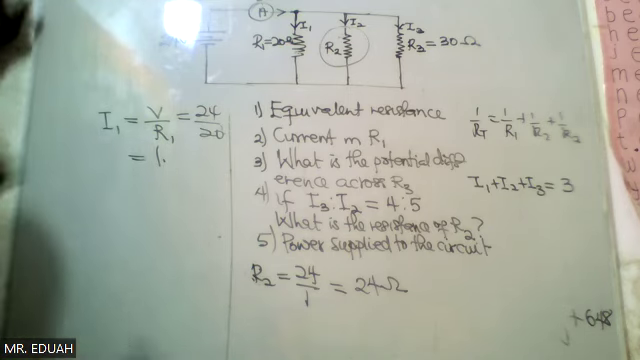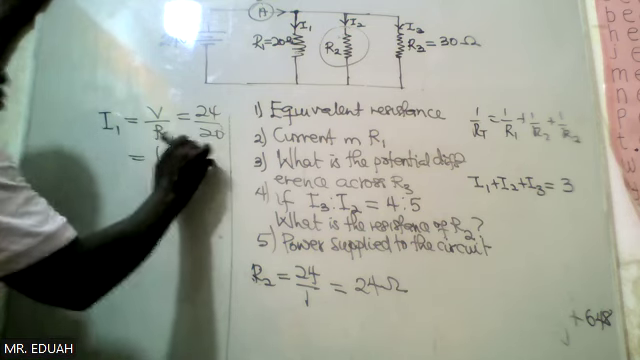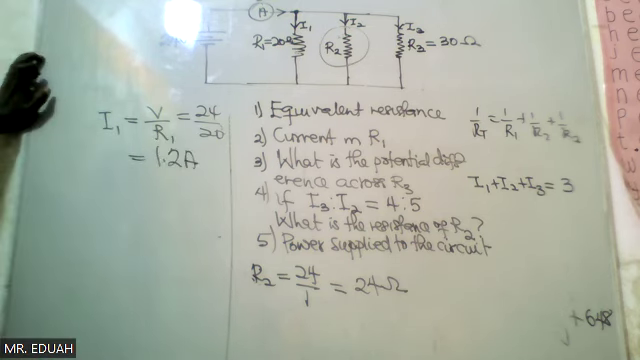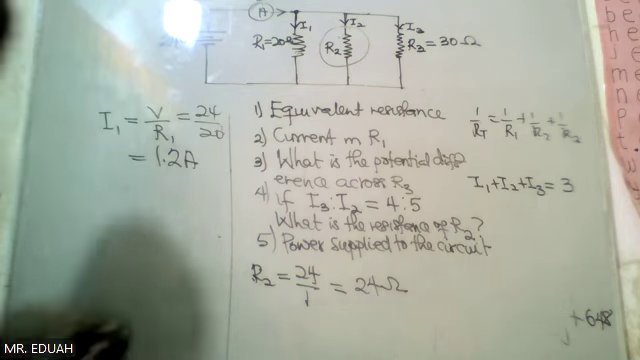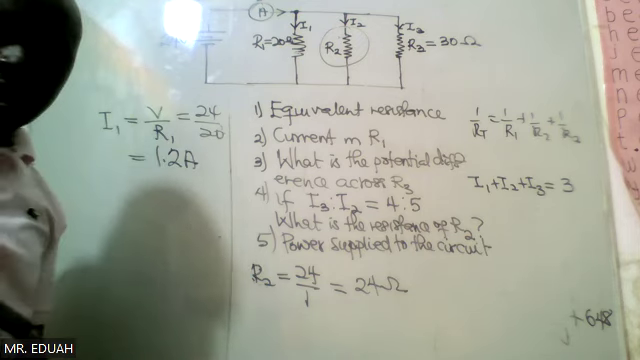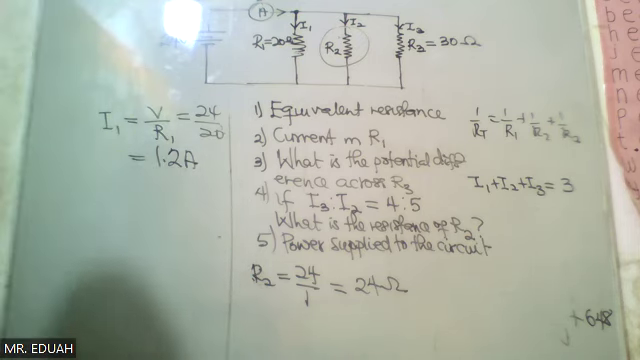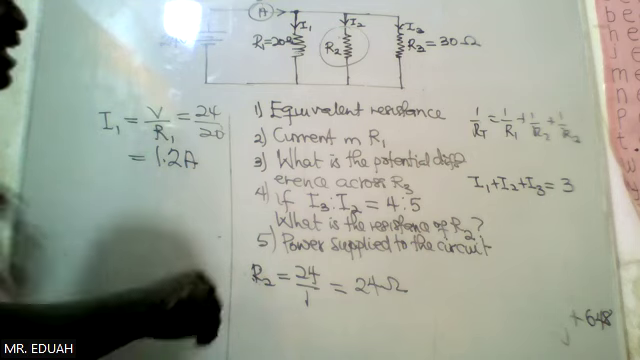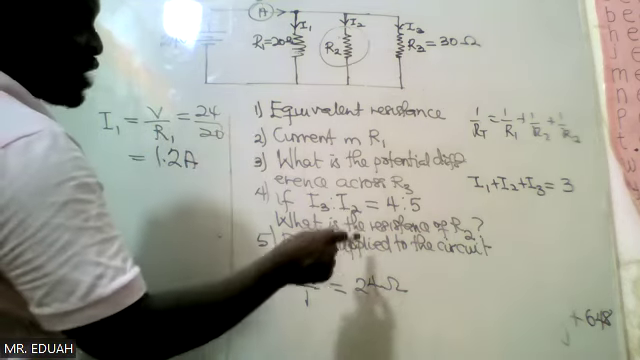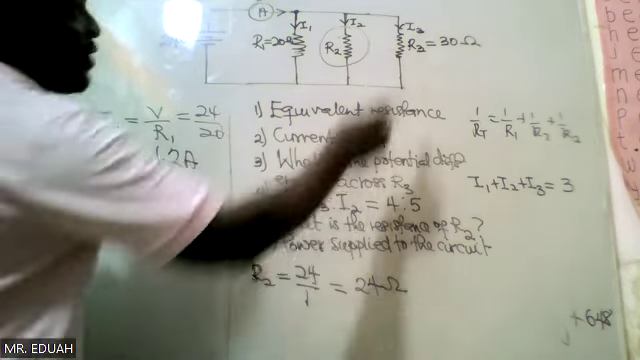1.2 ampere. What is the potential difference across R3? Let me pick somebody to answer this. Anybody? What is the potential difference across R3?